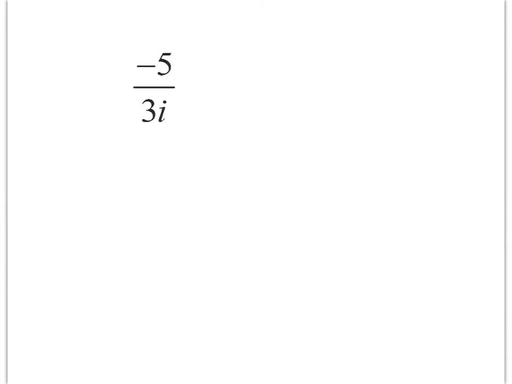We cannot have an i in the denominator of our fraction because our fraction rules say you cannot have a radical in the denominator of a fraction, because i is equal to the square root of negative 1. So we're going to rationalize by simply multiplying the top and bottom both by i.